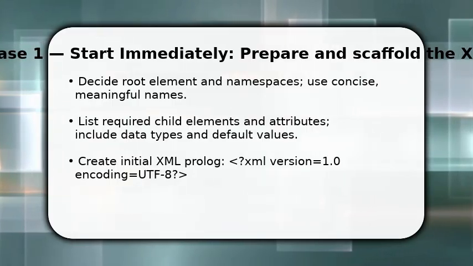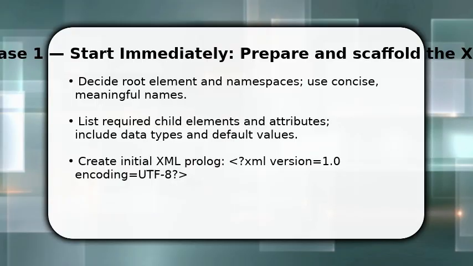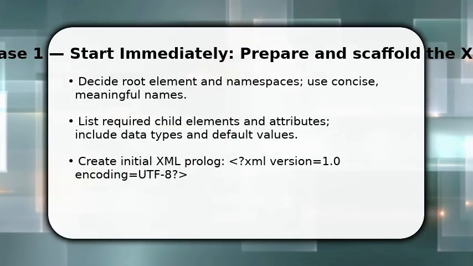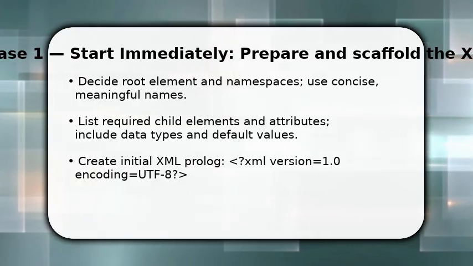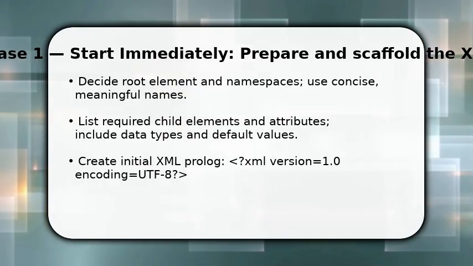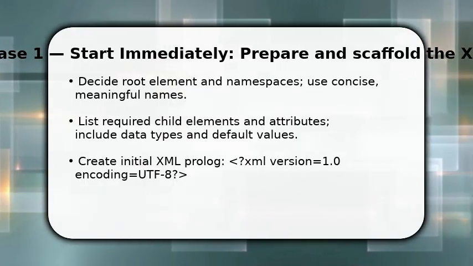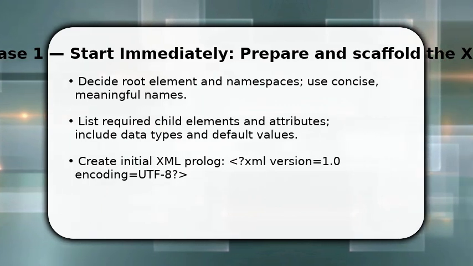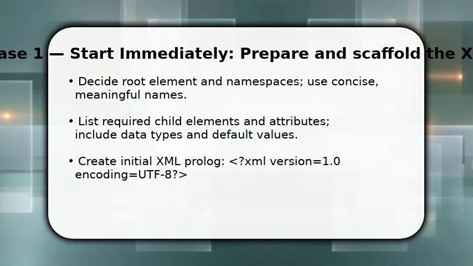Create the XML prologue immediately. XML version equals 1.0 encoding equals UTF-8. It sets encoding and parser behavior. Make sure to save a minimal scaffold file now with placeholder values so tools can parse it, and you can iterate without breaking downstream consumers.